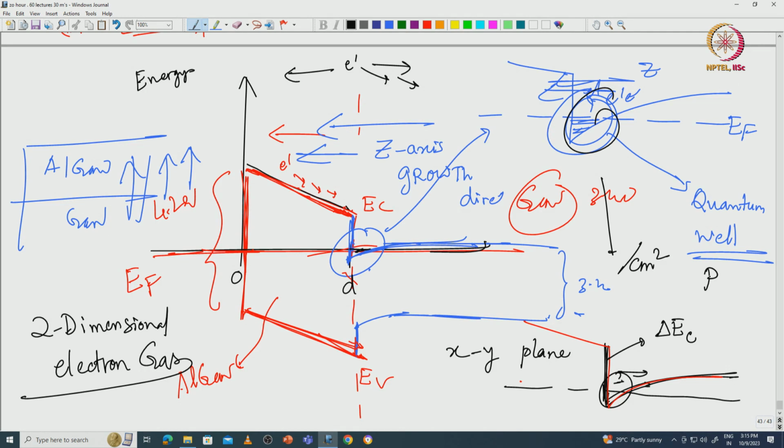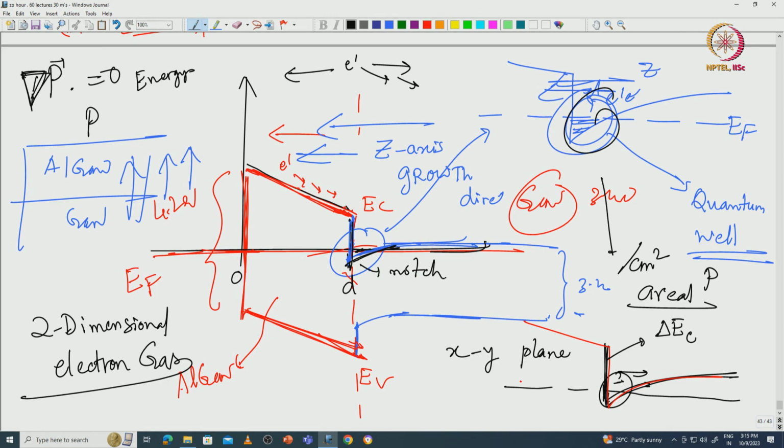Remember, polarization is also expressed in coulomb per centimeter square because it is an areal density, as in per unit area, it is not a volume density. So, essentially the volume density of polarization vanishes, it becomes 0. If you take a derivative of this abrupt polarization, it is 0, but the polarization itself does not vanish. At the interface you have a discontinuity in the polarization. That discontinuity in the polarization and the discontinuity in the energy band gap gives rise to this notch.